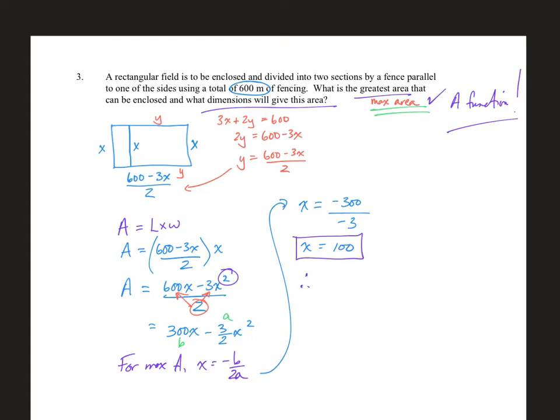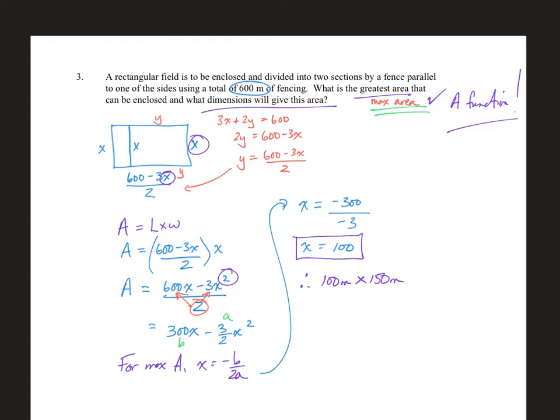Well, you know one of the dimensions is x, and so that is 100. In the problem, we're talking meters, so I put all my units. Now that whole field is a rectangle, so what's the length? We can just in our heads do a substitution in for that x, which means we're going to have 600 minus 300. That gets us 300. Divide it by 2, gets us 150.